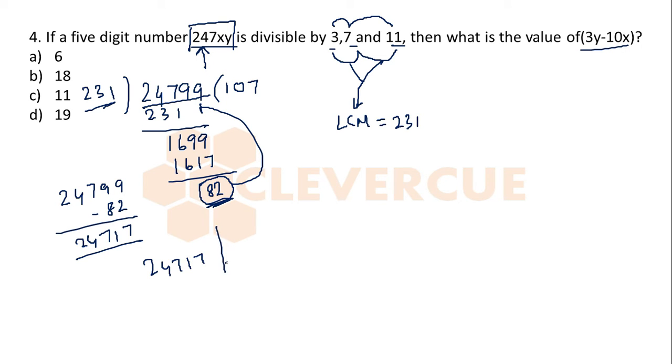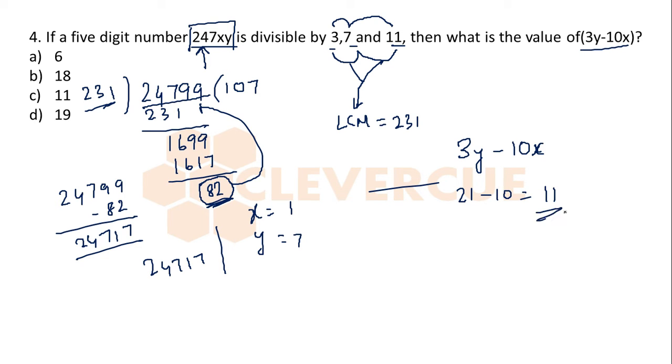24717. So the value of x is equal to 1 and the value of y is equal to 7. Now let us substitute these values in this term. 3y minus 10x. So 3 into y is 21 and 10 into 1 is 10. So 21 minus 10 will be equal to 11. So the answer is option C.